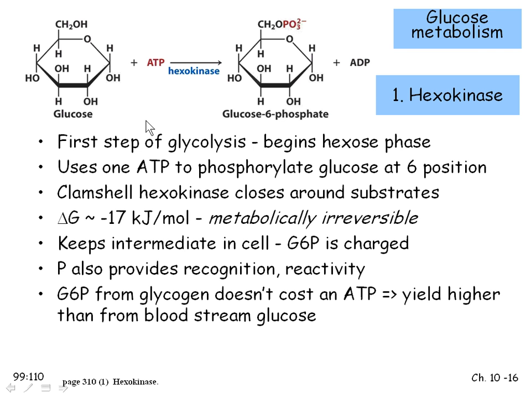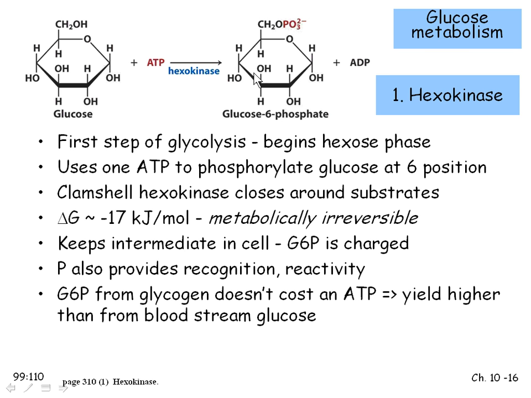So let's look at hexokinase in a little more detail. It is the beginning of the hexose phase when you have 6 carbon sugars. 1 ATP consumed, and this is the 6th carbon position there. Hexokinase is like a clamshell. It is in an open position to begin with, and then it closes down to cover the substrates. This is a substantial free energy change, negative 17 kilojoules. So this is a strongly one-way reaction under any metabolically interesting conditions. So if talking in terms of what will happen in the cell, this only goes one way.